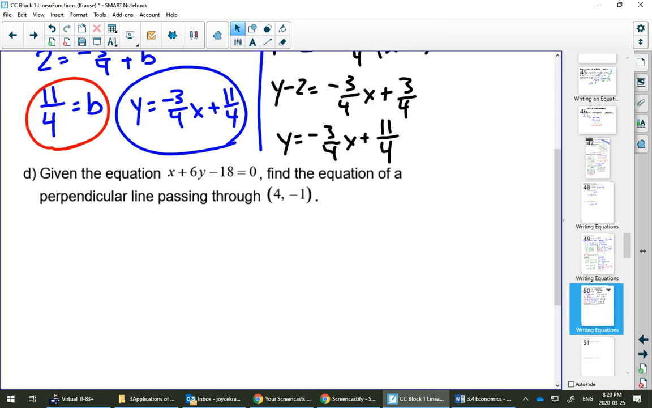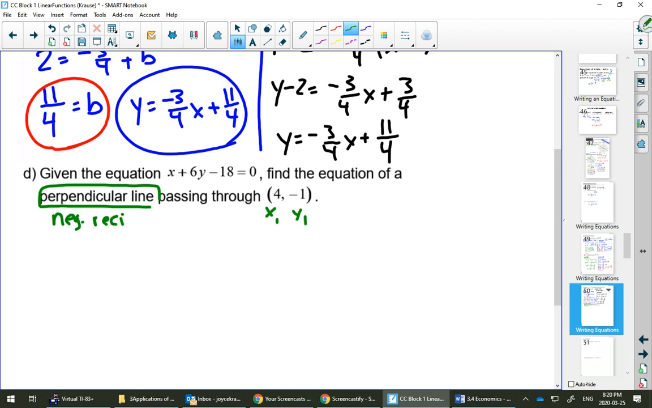All right, so we're going to look at an example that relates to perpendicular. It says, given the equation x plus 6y minus 18 equals 0, find the equation of a perpendicular line passing through 4, negative 1. So there's our x, and there's our y. If you remember, perpendicular means we're looking for a negative reciprocal. So the only reason that we even care about this equation is because we want to find its slope so we can take that and do the negative reciprocal.